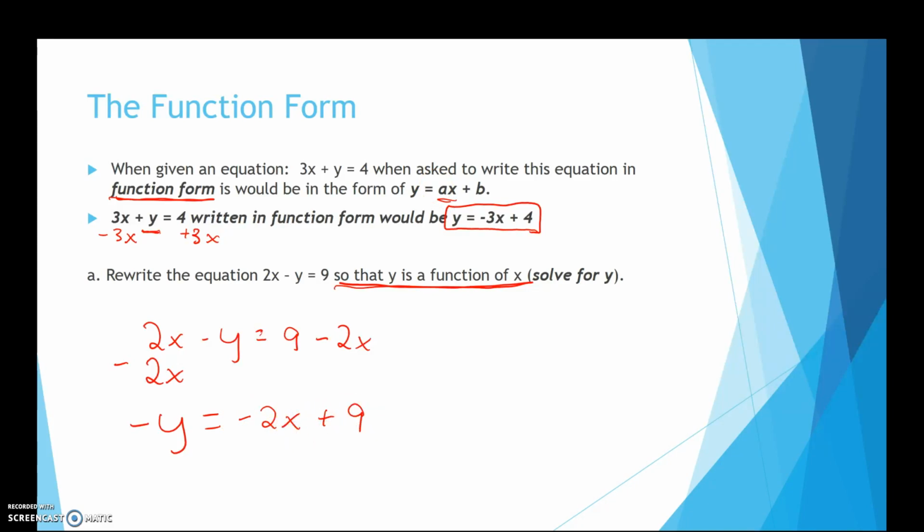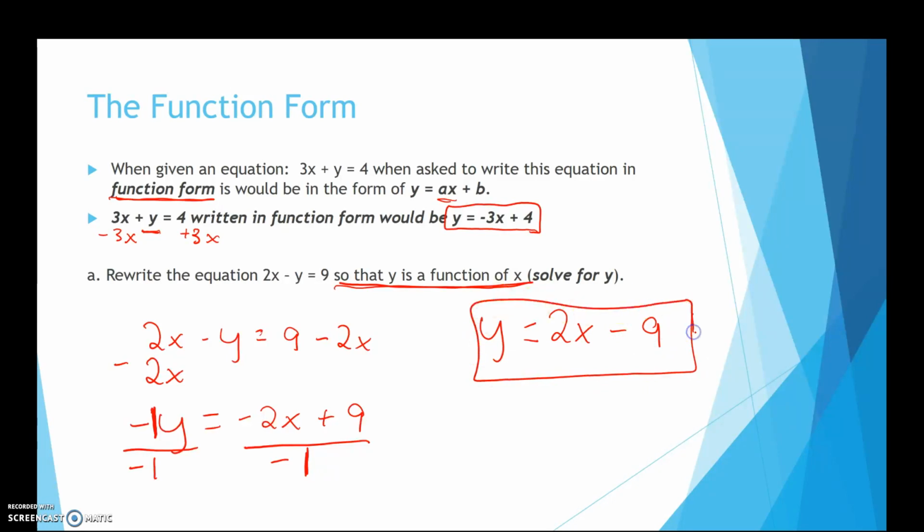But I'm not done yet because I have a negative y. So I need to pretend there's like a 1 in front of that y. I'm going to divide both sides by negative 1, so we have a positive y. So when I solve this, it's going to be y equals, you do have to divide negative 2 and the 9 by negative 1. Negative 2 divided by negative 1 is going to give me positive 2x. Then a positive 9 divided by negative 1 is going to give me a negative 9. That will be my answer for part A of this situation.